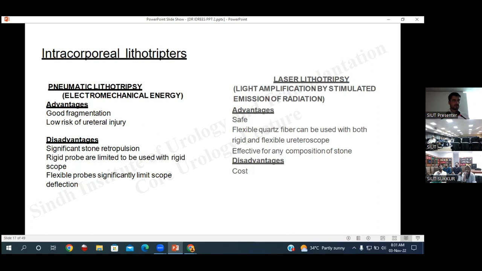And ultrasonic, seen only once and never did. Electrohydraulic.